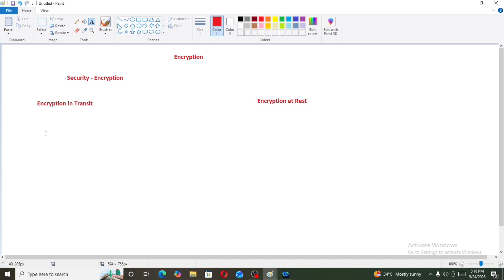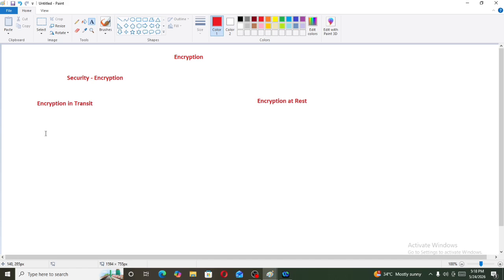What is meant by in transit? In transit means it is in progress or it is traveling. And encryption is about data. Whatever data we have, it is either traveling or it is resting.